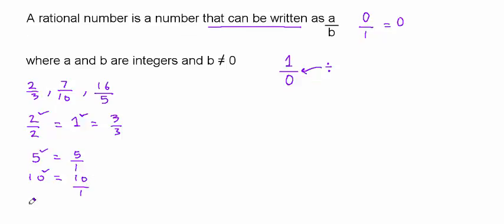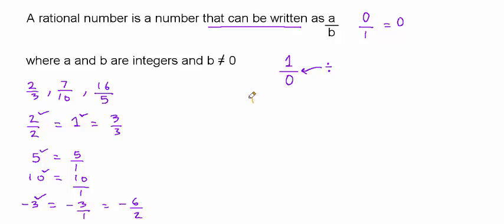How about a negative number like negative 3? Well, negative 3 is equal to negative 3 over 1, is equal to negative 6 over 2. Therefore, negative integers are also rational numbers. Integers, positive or negative, are always rational.